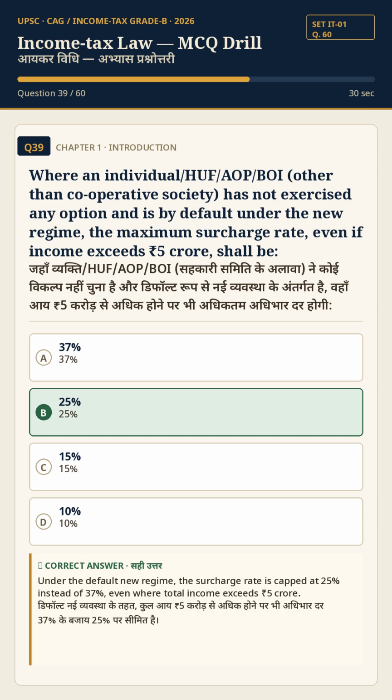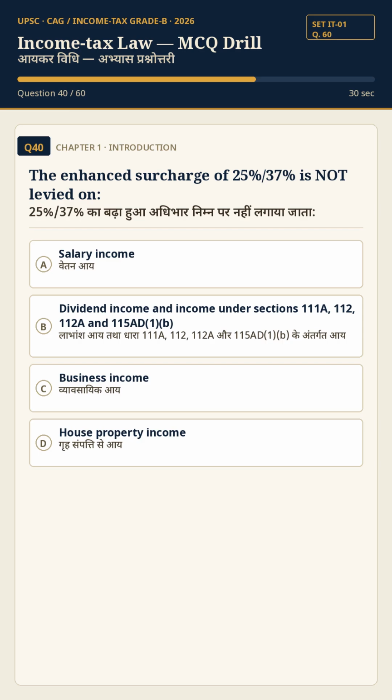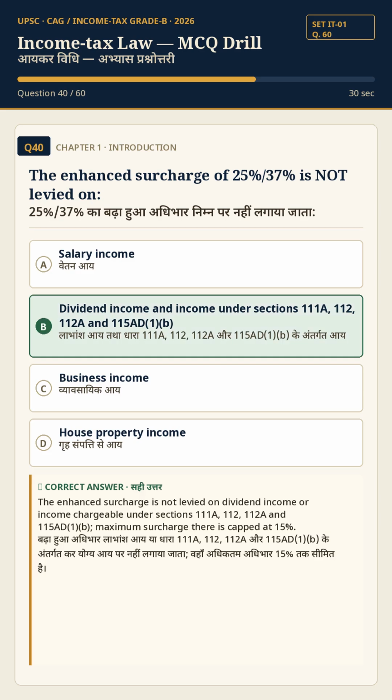Question 40. The enhanced surcharge of 25%/37% is not levied on option A, salary income; option B, dividend income and income under sections 111A, 112; option C, 112A and 115A; option D, all of the above. The correct answer explanation: the enhanced surcharge is not levied on dividend income or income chargeable under sections 111A, 112, 112A and 115AD(1)(b). Maximum surcharge there is capped at 15%.